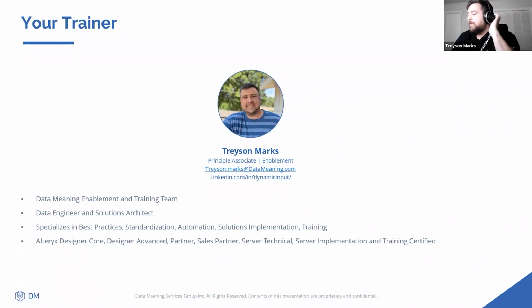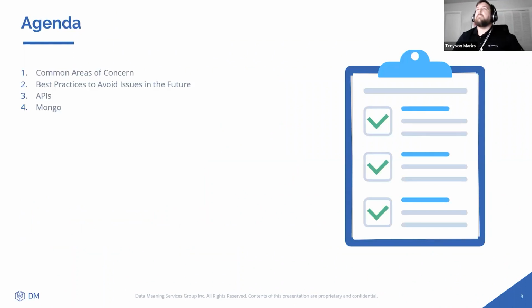So I hope that some of the things we talk about today will help lead you to a better future. A lot of this is more preventative, so you may not see the value of it in your deployment because you've already prevented some things from happening, but a lot of these best practices are good to hold on to. Today we're going to talk about some common areas of concern as well as best practices to avoid these issues, and then we're going to talk a little bit about the APIs, and then I was going to talk about Mongo, but I can't now, so you'll have to ignore that, and I apologize.